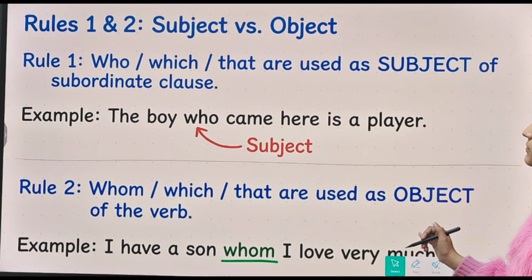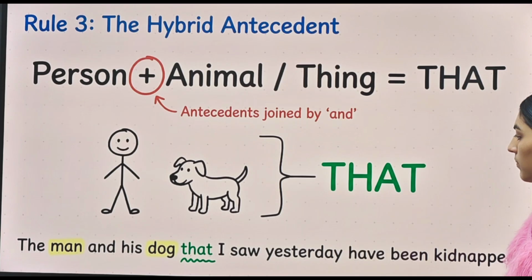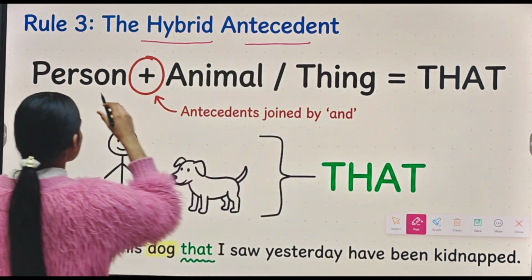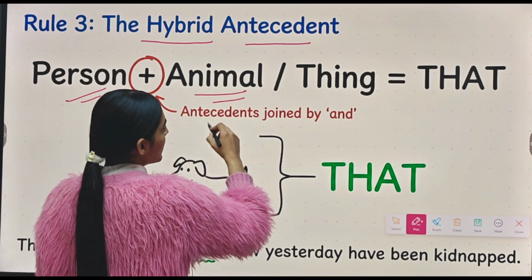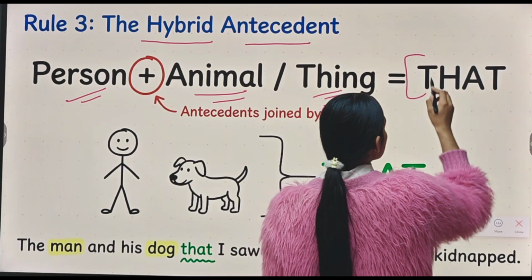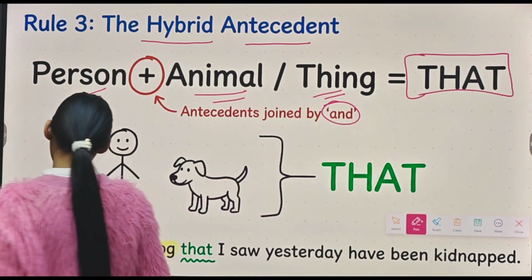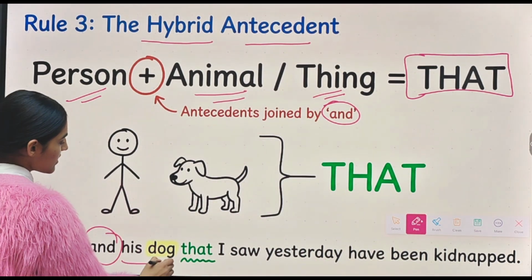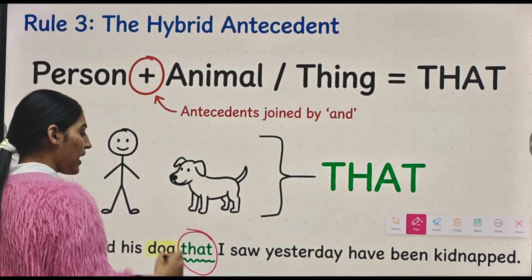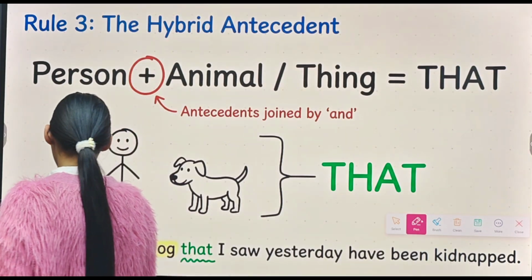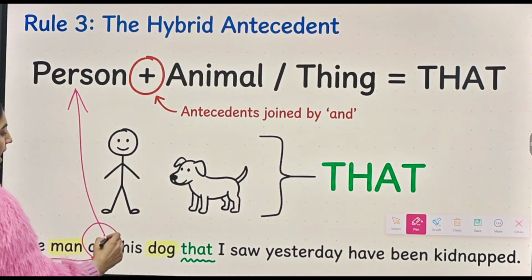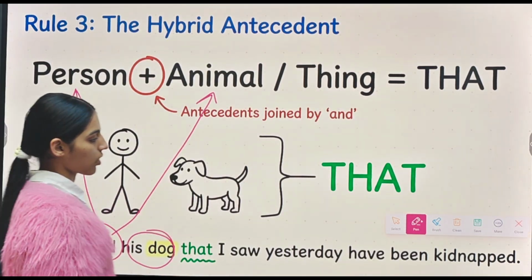Now moving on, we have rule number three. So let's see, the hybrid antecedent. Person plus animal, they are joined by and in the sentence, or thing, we will use that for that. Let's see the example that we have. The man and his dog that I saw yesterday have been kidnapped. So here that is behaving as a relative pronoun. So here we have the man and his dog, which is joining person and animal. Animal is his dog.